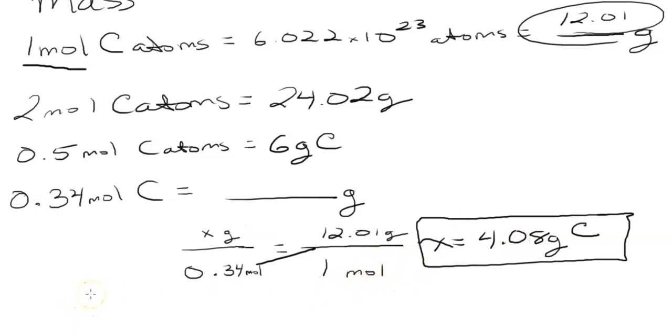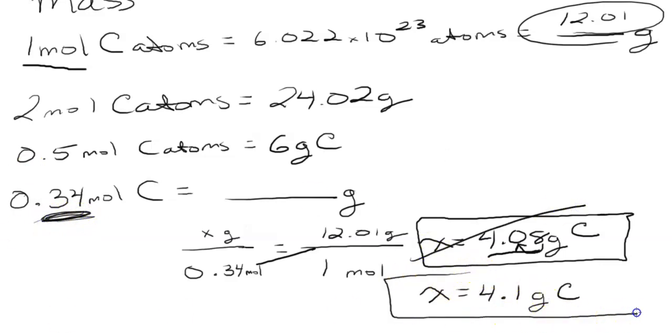Now, one last thing, I probably would not report this as 4.08. I'd probably report it as 4.1 because of significant digits. So the 8 here rounds that 0 up to a 1 grams of carbon, because my original number only has 2 sig figs. So my answer can actually only have 2 sig figs.